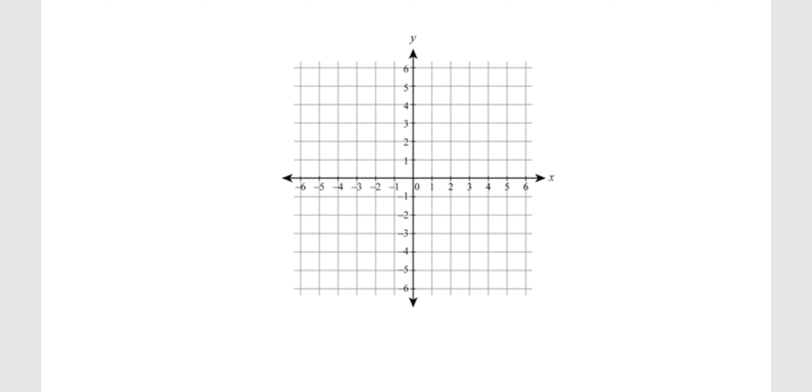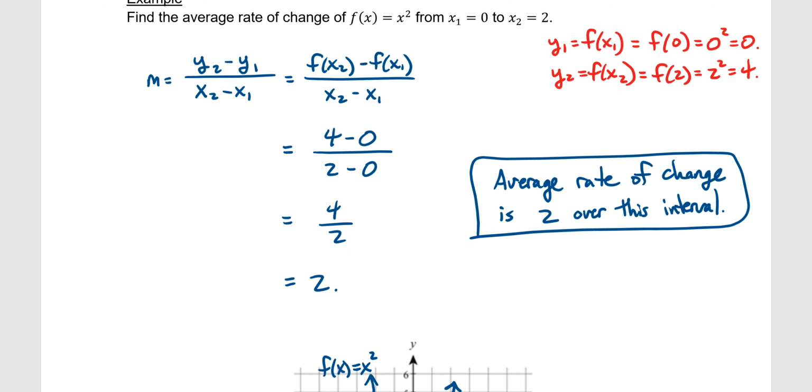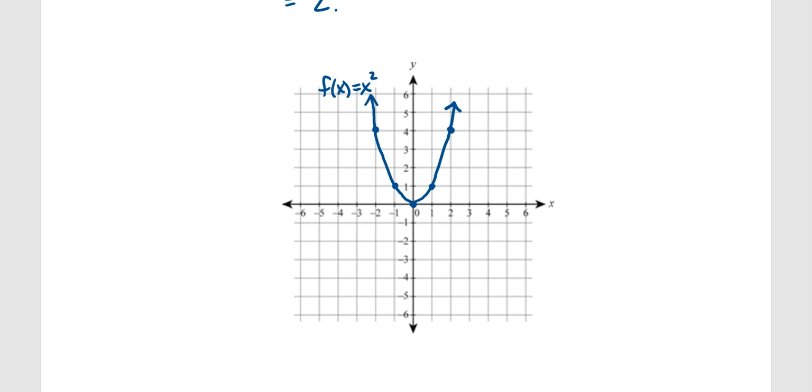So let's graph this. Here's f of x equals x squared. It's a parabola, and we were looking for the average rate of change from 0 to 2. So from 0, that's the point (0, 0), right here, to 2, that would be this point up here. The average rate of change between those points is going to be the slope of the line connecting them.